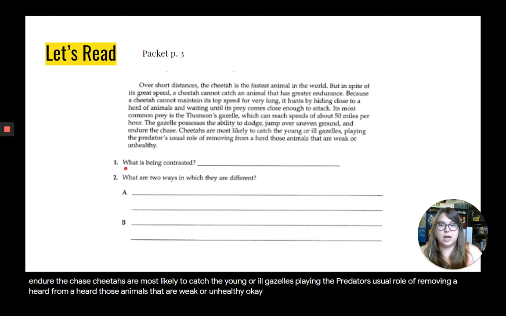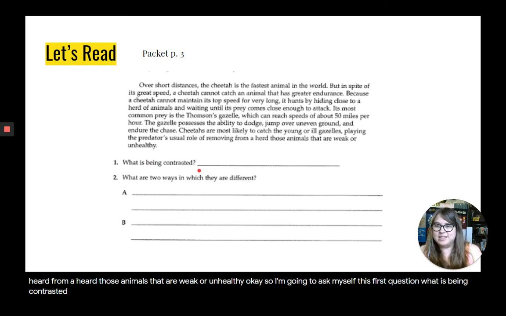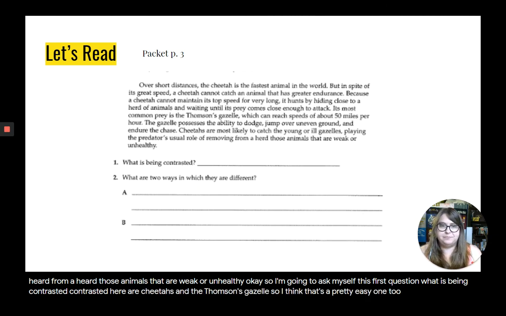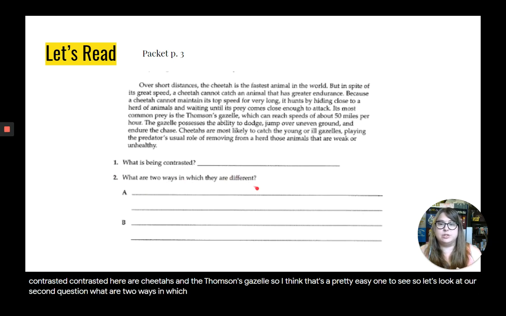Okay, so I'm going to ask myself this first question. What is being contrasted? Well, I think that the things being contrasted here are cheetahs and the Thompson's gazelle. So I think that's a pretty easy one to see. So let's look at our second question. What are two ways in which they're different?